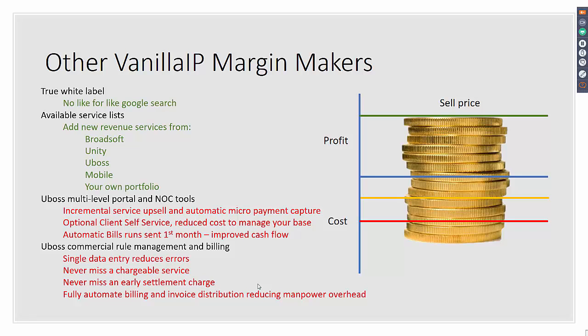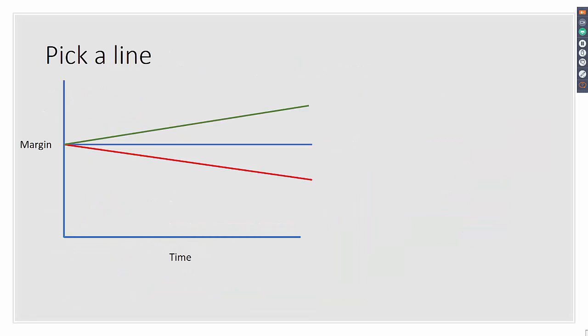Never miss an early settlement. If a customer's on a 36-month rebate and somebody cuts them off a month early, you lose a chunk of your margin in letting them go within the contract period. UBOS will make sure that all settlement charges are automatically administered. And then the billing and invoicing, as I've said, is a reduction of your manpower. So all in all, Eternity licenses are a simple way of increasing your margin. And those other elements are other ways that we can nibble up this margin.